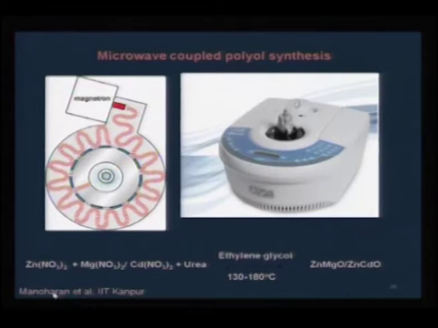Some of the examples are from our own group, and let me first start with those examples. The one thing that is very popularly used nowadays is microwave coupled polyol reaction, and this is a commercial instrument that we have from CEM Corporation USA, and this is a Voyager unit which actually has a magnetron which is designed in such a way that you can get the microwave focus to the center of the cavity here.